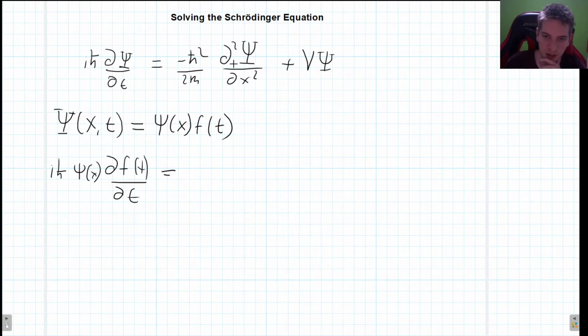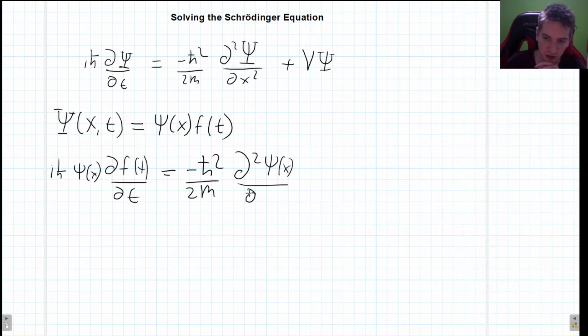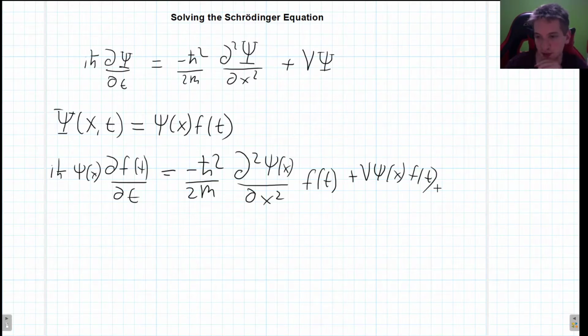So this is going to be equal to the right hand side, which is minus h bar squared over 2m. Now in this occasion you will see something very similar to before. Instead of this psi, we write down this lowercase psi times f, but only this psi of x depends on x, so we can just leave this f of t multiplying over here. And then the potential term is just going to multiply psi of x times f of t. So this is a very typical first step for this method.